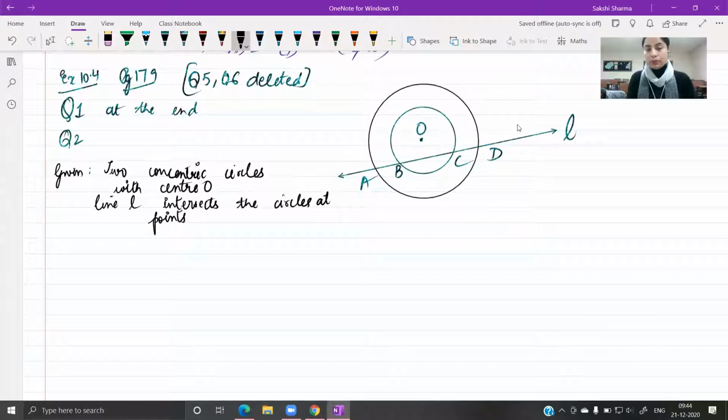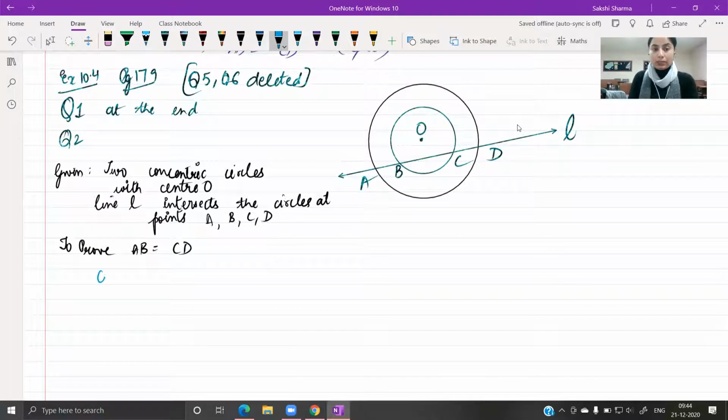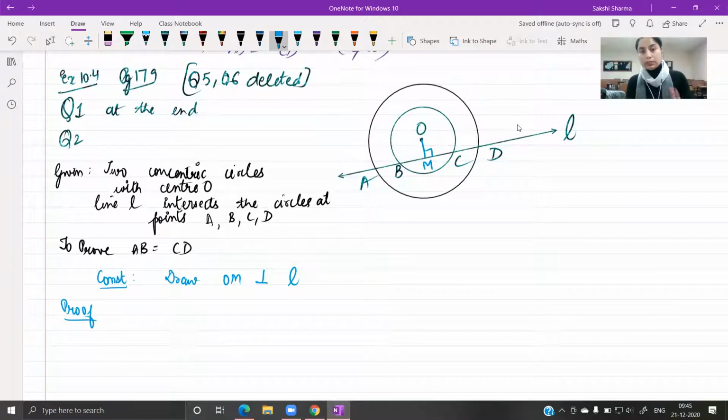So in given, usually you just have to describe what's happening in the figure. So line L intersects the circles at A, B, C, D as shown in the figure. We want to prove that AB equals CD, and this requires construction. I'm not specifying the chord for any of the circles. I'm just writing down that the perpendicular has been drawn on the line from the center. In our proof, we will be referring to the two circles separately.